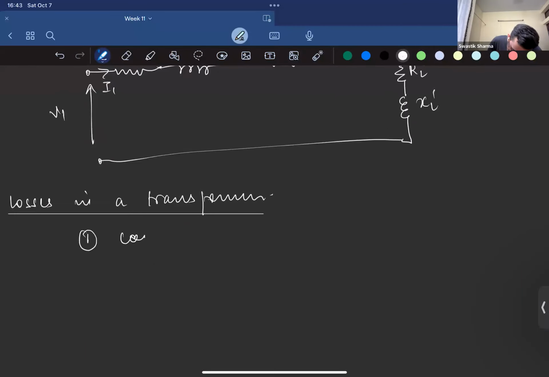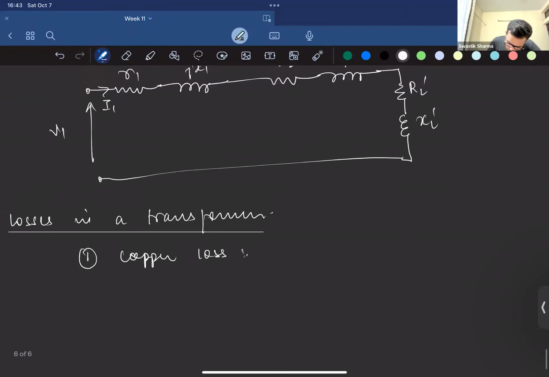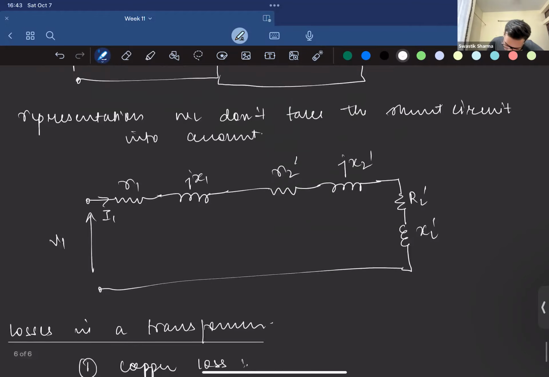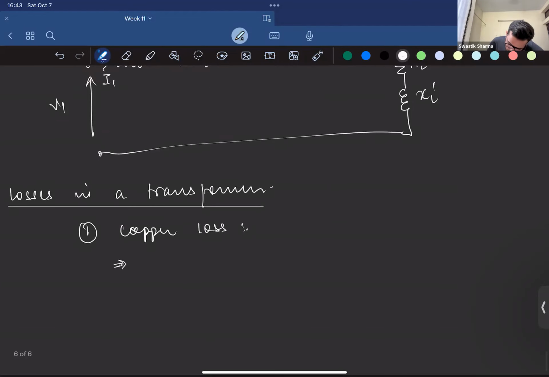So first, the copper loss. If I want to write it for an exact equivalent circuit, how would it be represented? For an exact equivalent circuit, the copper loss is I1 squared times R1 plus I2 dash squared times R2, right?